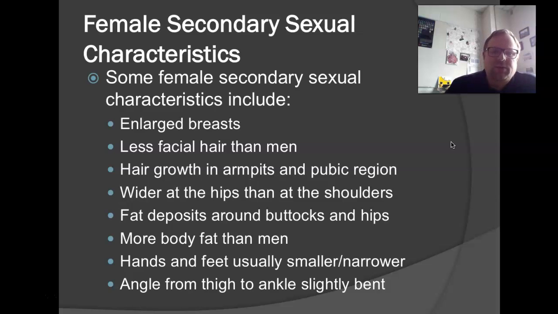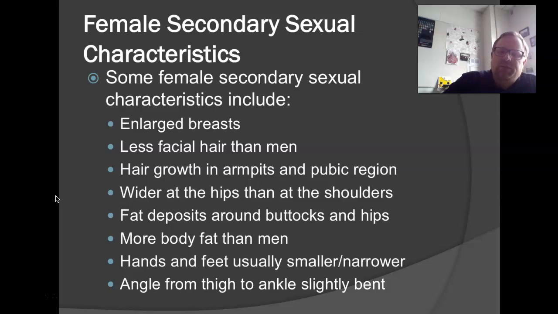And so for females, this includes enlarged breasts, which we know have the purpose of being able to supply, well, they have mammary glands, which after pregnancy will produce milk, in breast milk, in order for the baby to develop rapidly to start with. Females generally have less facial hair than men. And again, these are generalizations. This is not always true for each of these. On a person-by-person basis, it really depends on the individual. Hair growth in armpits and the pubic region, same as males, onset at puberty.